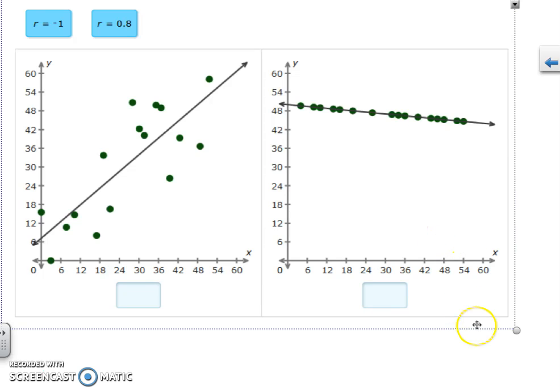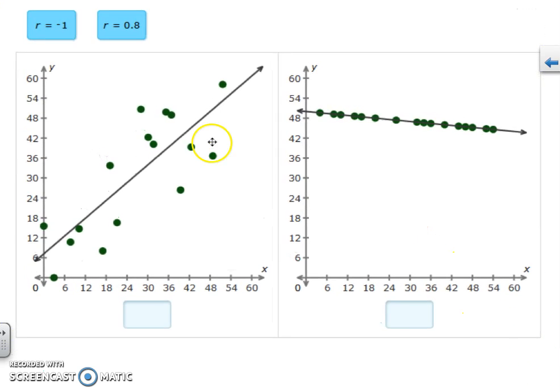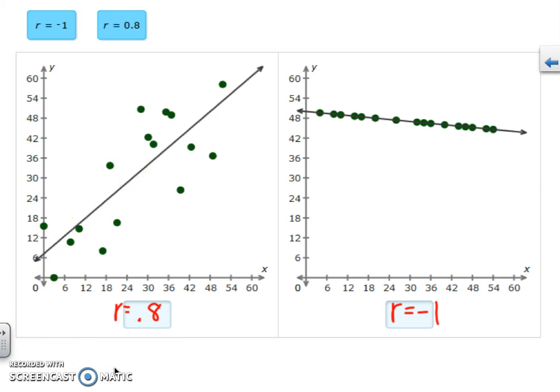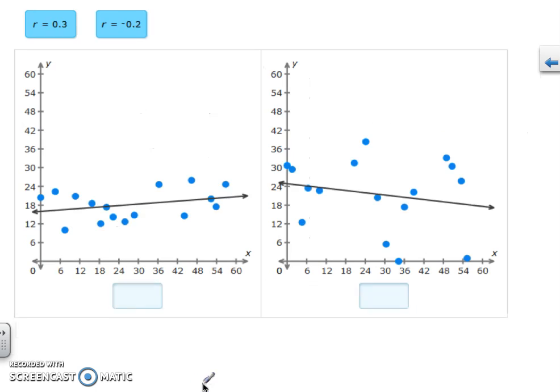So let's take a look at another example. All right. So again, I have r equals -1, which is 100% linear but going down, and then I've got r equals 0.8. So this one is going to be r equals -1 because all of the points are on that line and the line is going down. This would be an example of 0.8 because it's not 100% linear, but the points are really close to the line and it is positive.